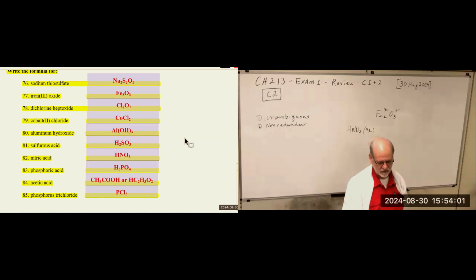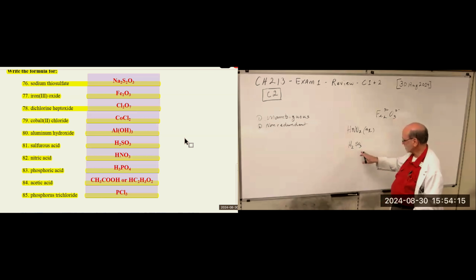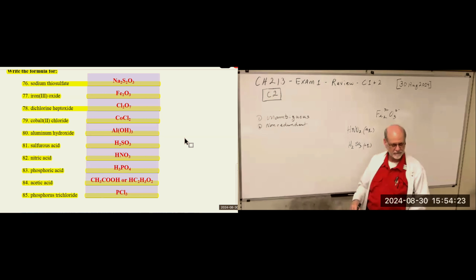Hydroxide is a -1, aluminum is a +3. So we need 3 hydroxides. Sulfurous acid, right? I probably should have written it like this, H2SO3, because it's derived from sulfite. Sulfite, ITE becomes OUS. Sulfurous acid. I should have written this, but I will accept that.